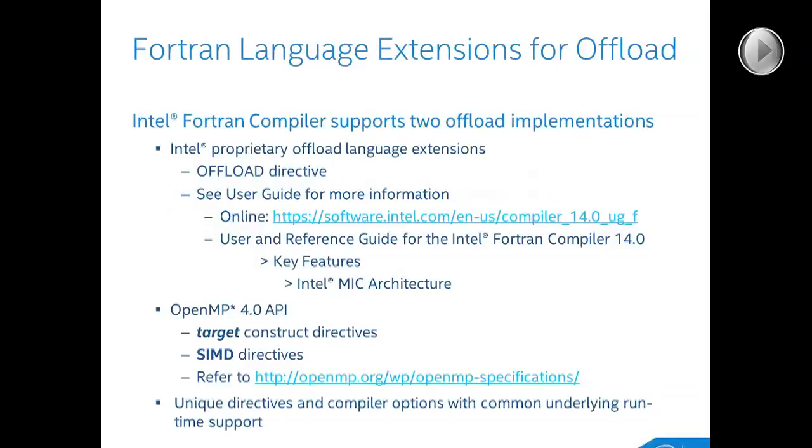As I hinted at in the last section, the Intel Fortran compiler does support two offload implementations. We have the Intel proprietary implementation, which is based on the offload directives. We'll take a quick look at some of the directives, but we won't go into detail today, to stay within the time constraints that we have. But if you are not familiar with those, they are documented in the user's guide in the sections noted here in the foil. The other implementation that the Fortran compiler supports is the OpenMP 4.0 API specification.